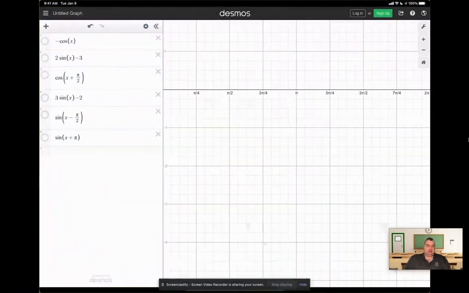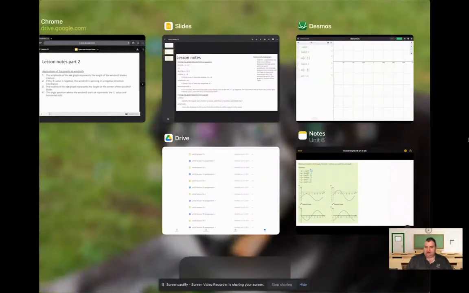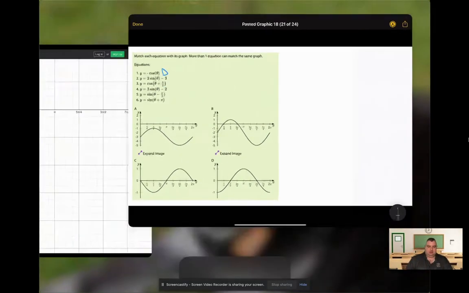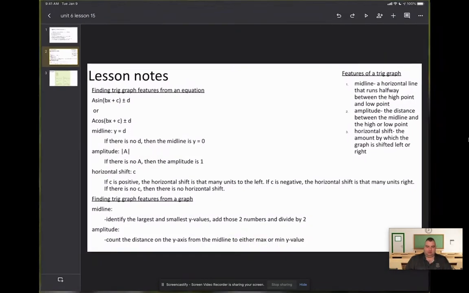If we check on Desmos, notice for each of the equations I put in x's instead of thetas, but you can see it does match that graph D. Okay, so that is the answer to number 1. Number 2, we have 2 sine theta minus 3. Okay, so 2 sine theta minus 3. So let's go back and look at our lesson notes really quick.